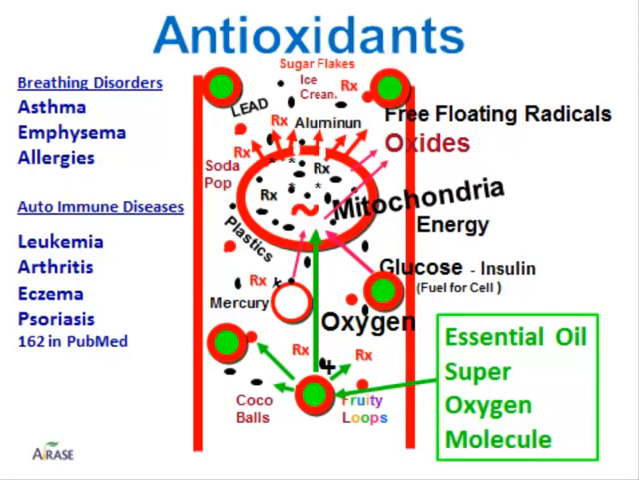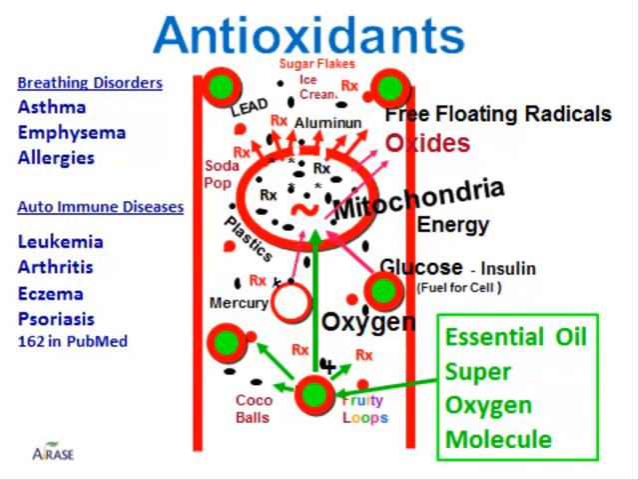Antioxidants destroy oxides by interrupting the chemical reactions that allow the oxides to become free-floating radicals. Without antioxidants, our bodies will become toxic very quickly, and our lifespan will be shorter. If a substance can engulf an oxide or free-floating radical, then by its very nature it becomes an antioxidant. There are essential oils that have this ability. All essential oils are not classified as antioxidants, but some are.